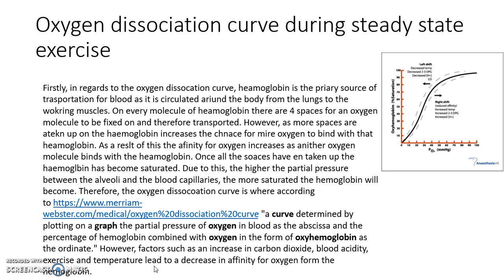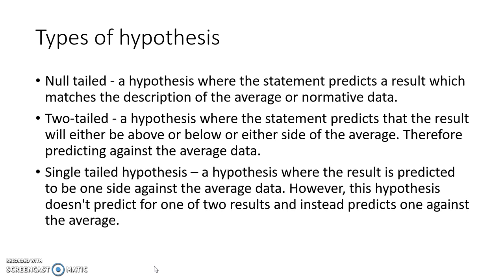The types of hypotheses are null, a hypothesis where the statement predicts a result which matches the description of the average or normative data. Two-tailed, a hypothesis where the statement predicts the result will be either above or below the average, therefore predicting against the average data. Single-tailed hypothesis, a hypothesis where the result is predicted to be on one side against the average data. However, this hypothesis doesn't predict for one of the two results and instead predicts one against the average.